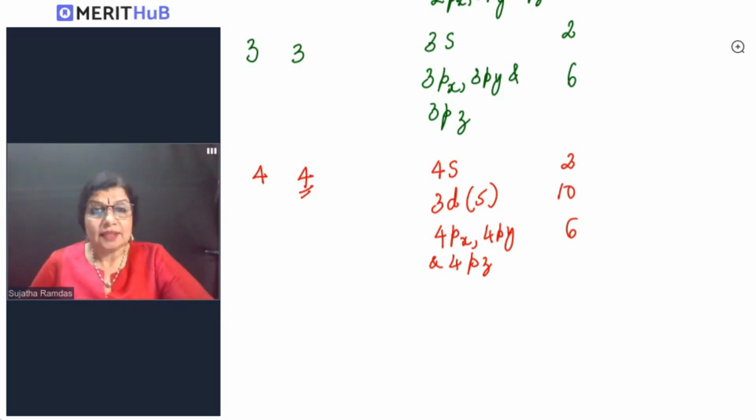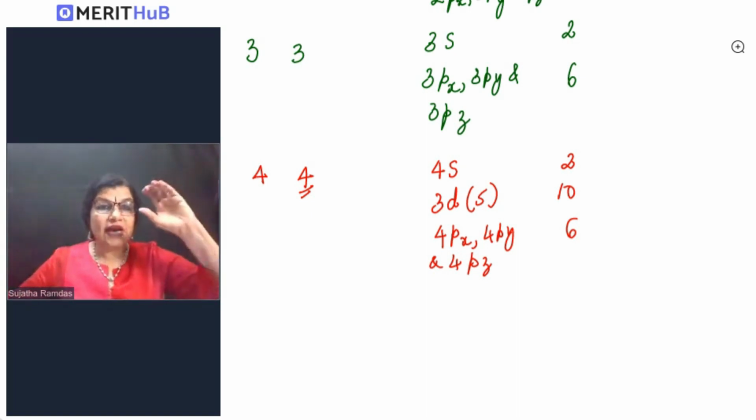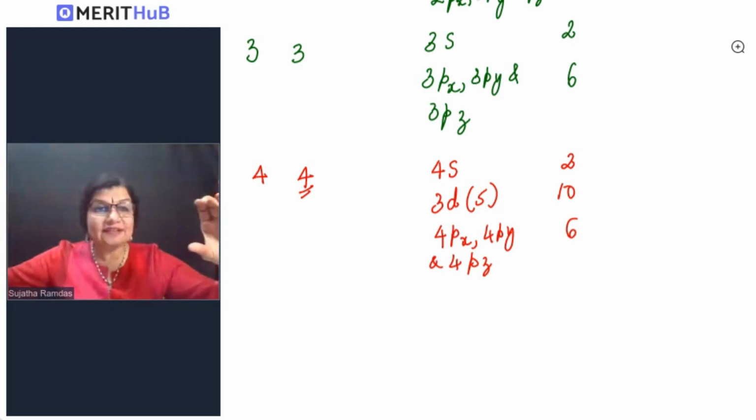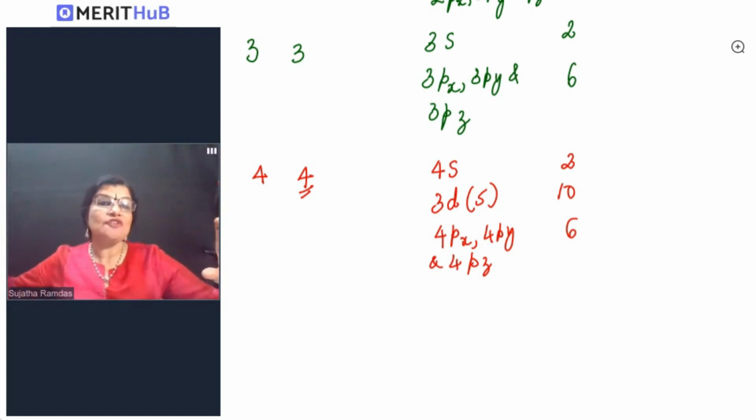Okay, so we stop there. At this point, we stop because in the fourth period, you start with 4s, then you have 10 3d elements, and then you have 6 4p elements. We are done with the fourth period.